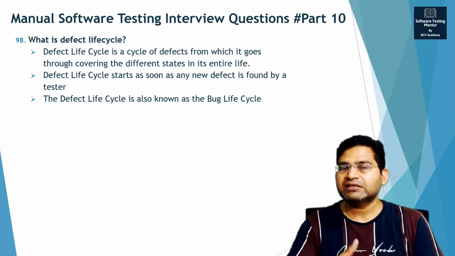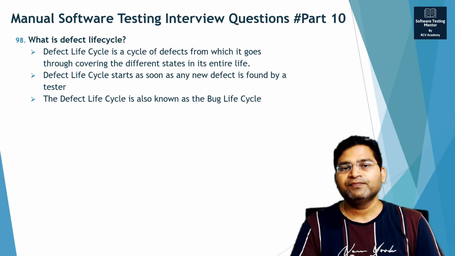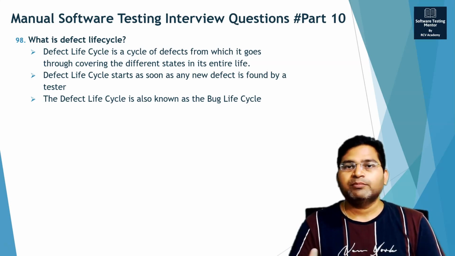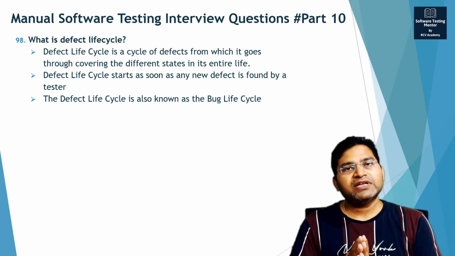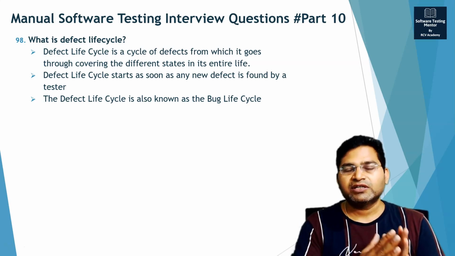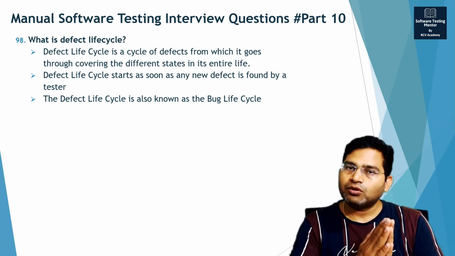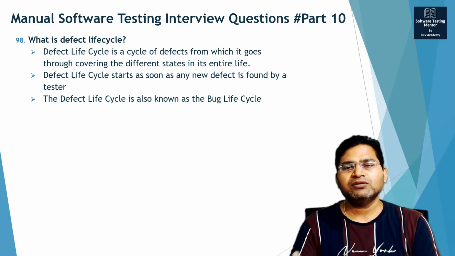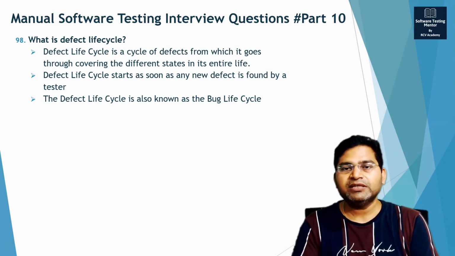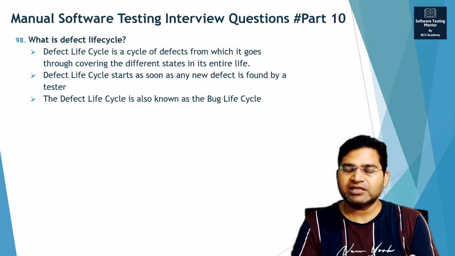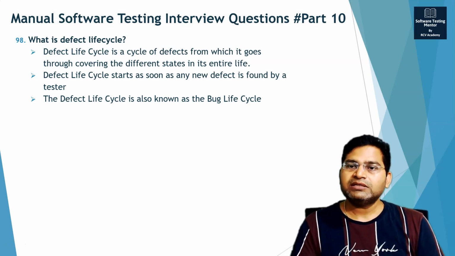So defect life cycle is nothing but a process or a cycle followed by the defects in a particular project, right? And the defect life cycle starts as soon as a new defect is found by the tester, and it is also known as bug life cycle, right? So defect and bug are used interchangeably. It is also known as bug life cycle.